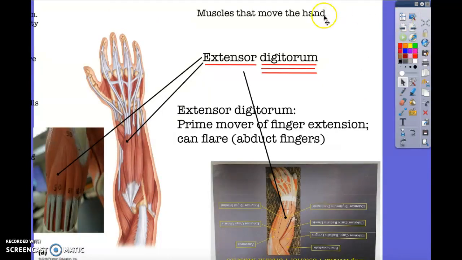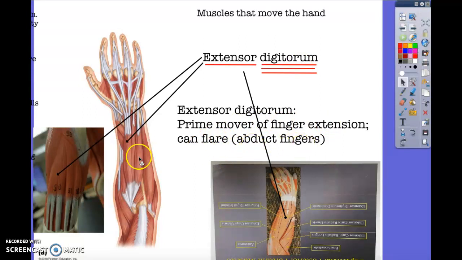All right, the next one. What does this tell me? Extensor digitorum. I already know it's on the posterior side of the hand because it's going to be involved with extension. So I flex with those on the anterior portion. I extend with those on the posterior side. And then I know it has to do with digits, because digitorum. Prime mover of finger extension, and that can flare, abduct the fingers.